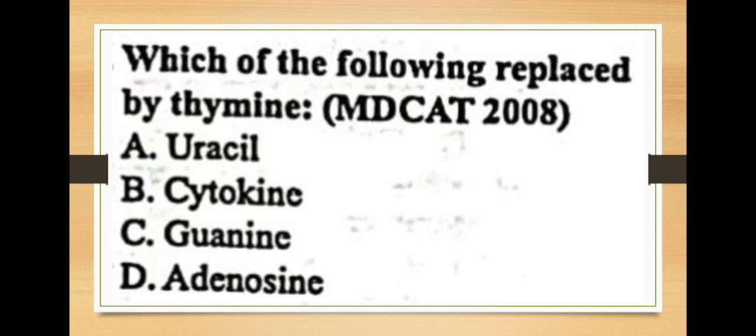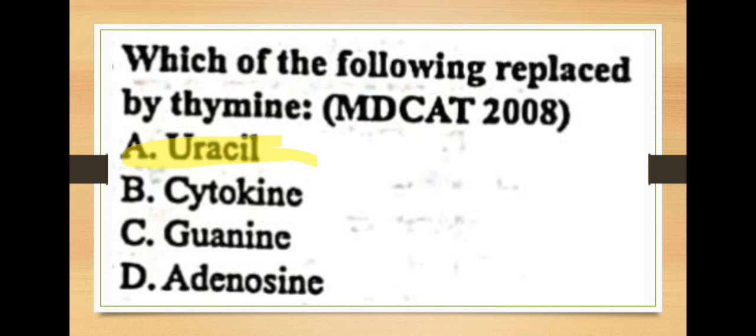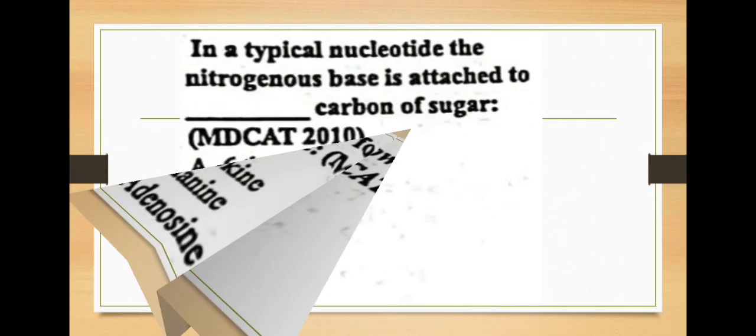Which of the following replaced by thymine? MDCAT 2008. A, uracil. B, cytosine. C, guanine. D, adenosine. Thymine is replaced by uracil in the RNA. In the RNA, there is no thymine. Instead of thymine, there is uracil.